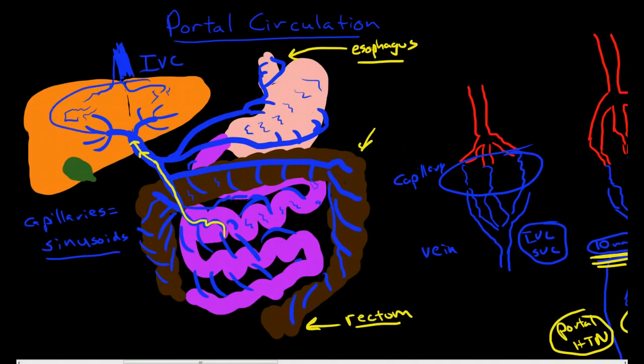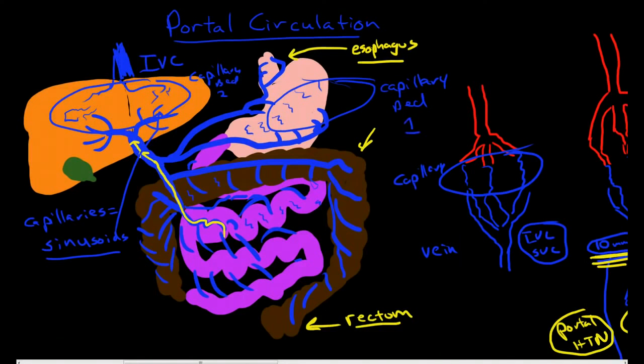So this here is capillary bed number 2, the sinusoids. And capillary bed number 1 is here in the gut. Stomach, gut, the entire GI tract. And then we have the portal vein in the middle. Okay, so that's all I wanted to talk about with the portal circulation, just a brief introduction.